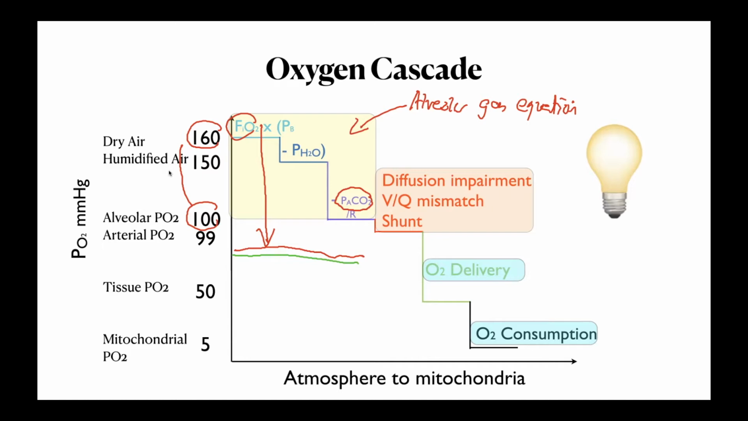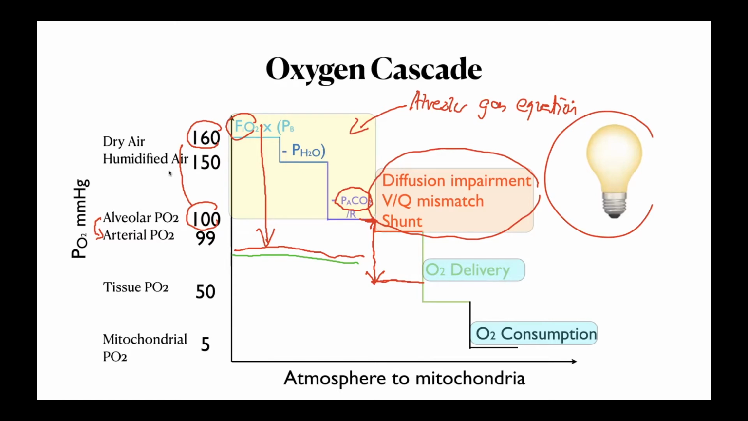Now, conversely, look at these causes here. These are the causes that drop from alveolar O2 to arterial O2. So these are diffusion impairment, VQ mismatch, and shunt. And these are the causes where you've got an increased AA gradient. So from here, this is your alveolar O2. All these three causes will push this down further. Okay, so I hope that's a light bulb moment for you guys.